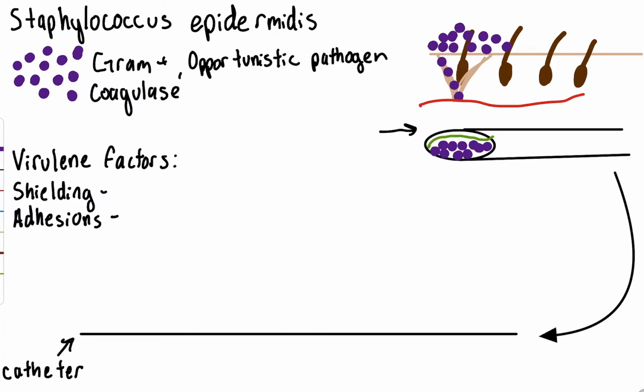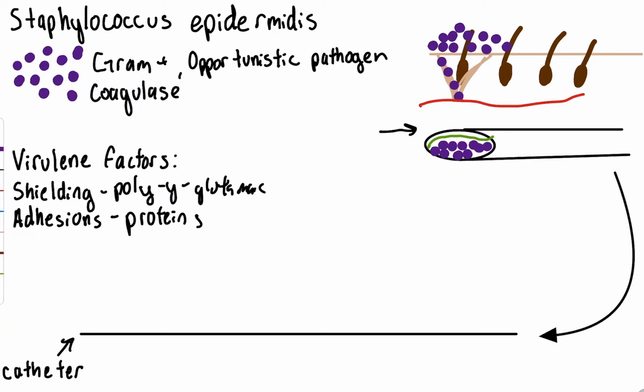The two main virulence factors of Staphylococcus epidermidis are shielding and adhesion factors. The adhesion is mainly done through proteins, which are expressed by the AGR gene, and the shielding is mainly done through polysaccharides. One of the main examples is poly-gamma-glutamic acid, or PGA. So I'll write that out here.